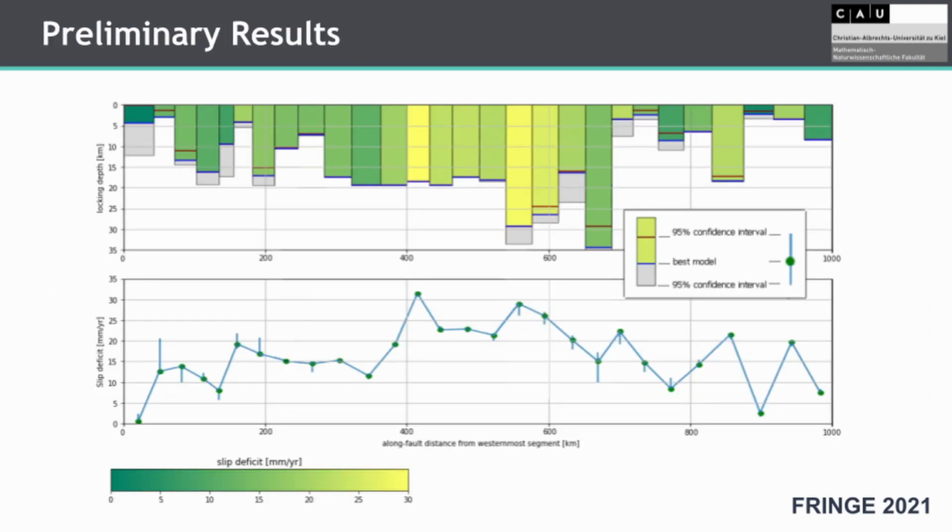Here you can see our preliminary results, where we have solutions for locking depth and slip deficit for each of the segments. We find that in the western and easternmost parts, the locking depth and slip deficits are rather low. Meanwhile, the seismic potential seems to be significantly higher in the central part of the fault.